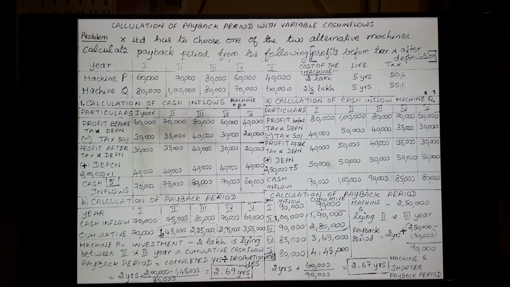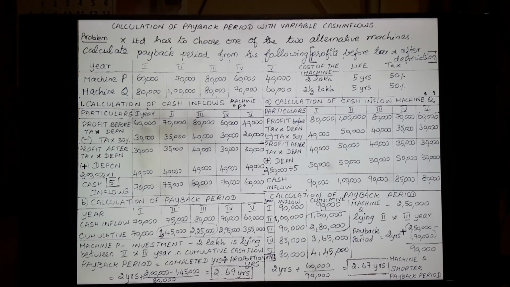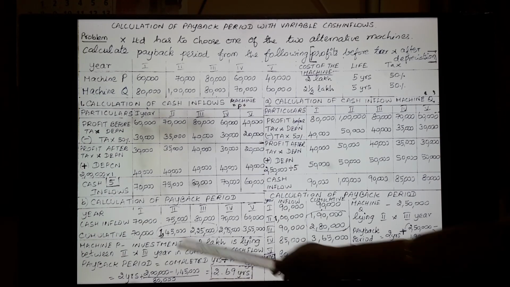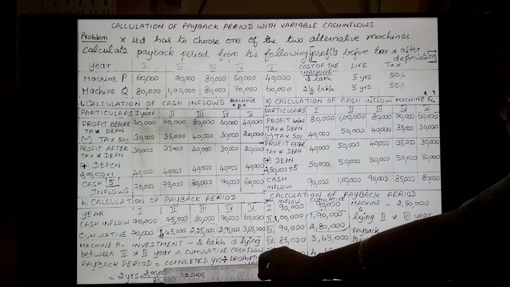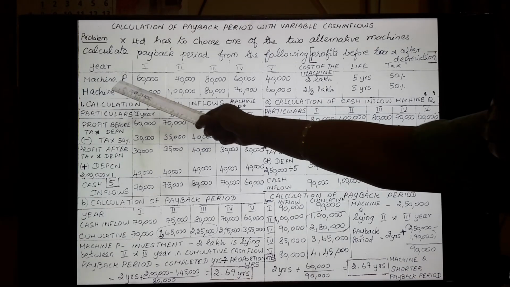If you have already gone through my previous payback period lessons, you can follow this easily, because this is a 10 marks question. If you are unable to follow, go through the previous sessions so that you can easily understand how we found the payback period. And so it comes to 2.69 for machine P.